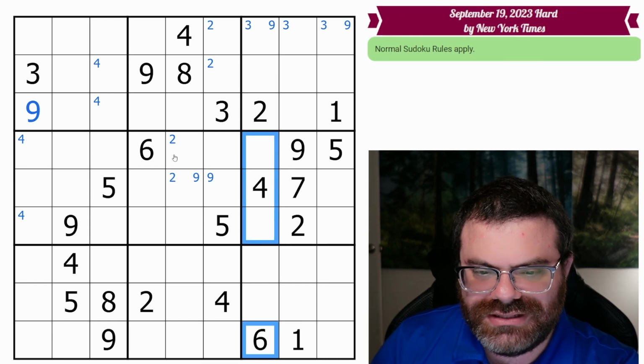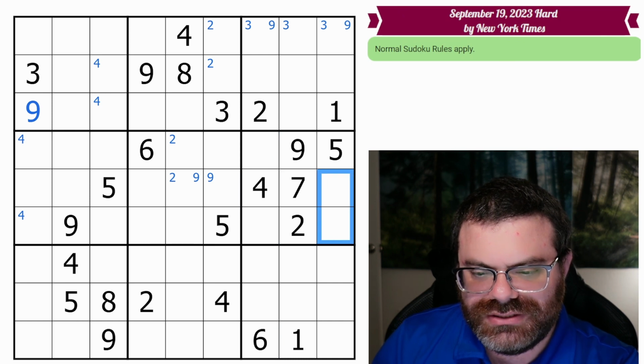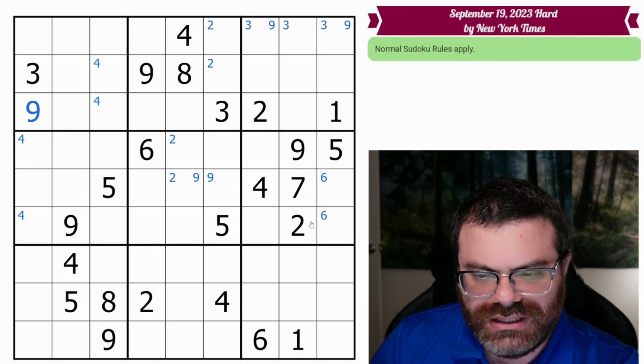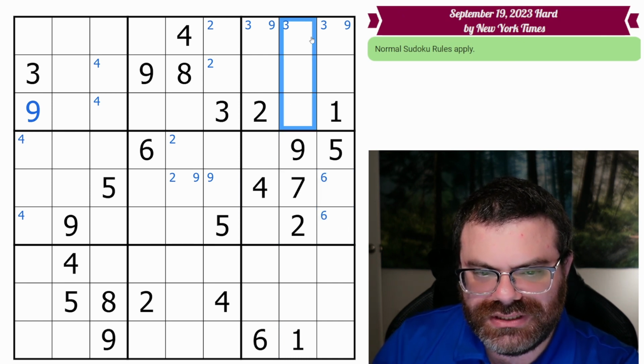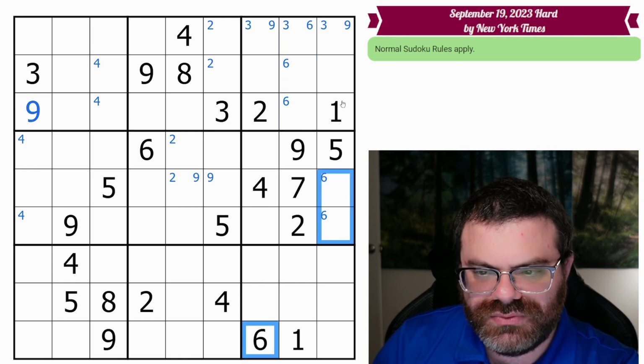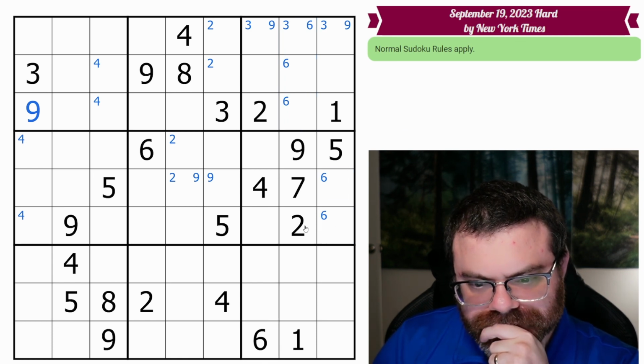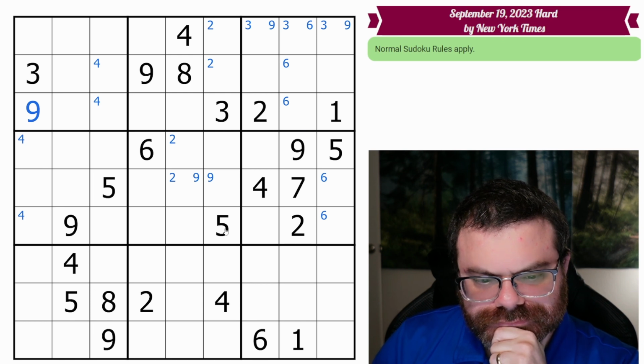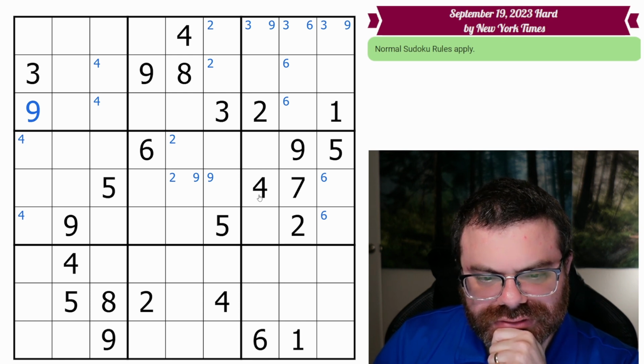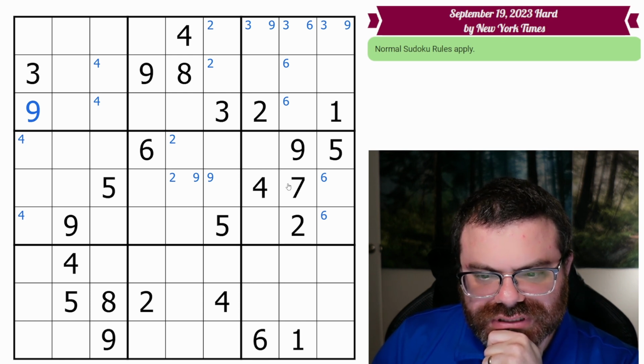Okay, we have this 6 looking up. We don't even need a crossing for it because these are filled. So there's a 6 in one of these two. That does put a 6 up here somewhere because of this 6 and these pointing. We got the 9s. The 5s are done. Okay.